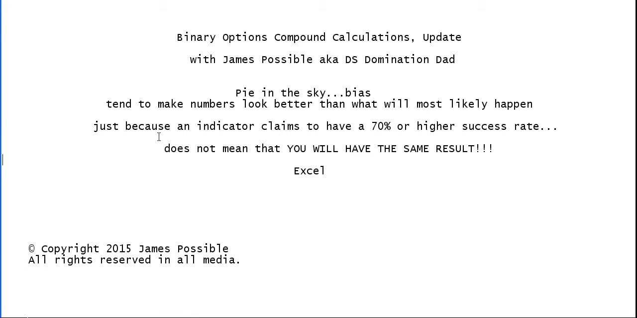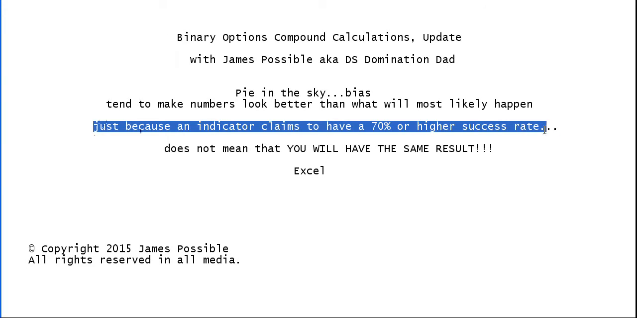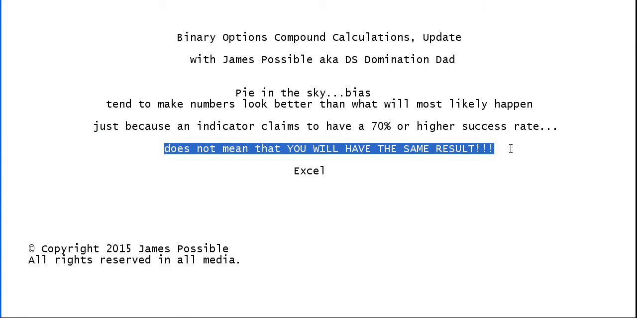And before I do that, let's talk about indicators. Just because you have an indicator that claims to have a 70% or higher success rate, and there's more than one out there that do claim that kind of success, it's important to understand that it does not mean you will have the same result. Everybody's going to trade a given indicator differently. And I think you can see that within our forum, that there's some truth to that.